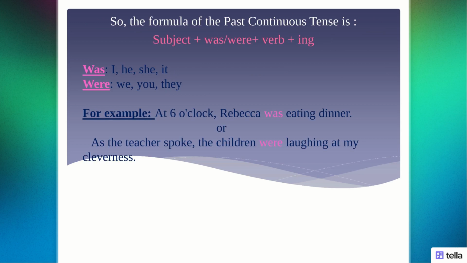And the formula of the past continuous tense is subject plus was/were plus verb with an -ing ending. We have to memorize that we usually use "was" with pronouns I, he, she, it, and we use "were" with pronouns we, you, they. Let us consider some examples. At 6 o'clock, Rebecca was eating dinner. Or one more example. As the teacher spoke, the children were laughing at my cleverness.